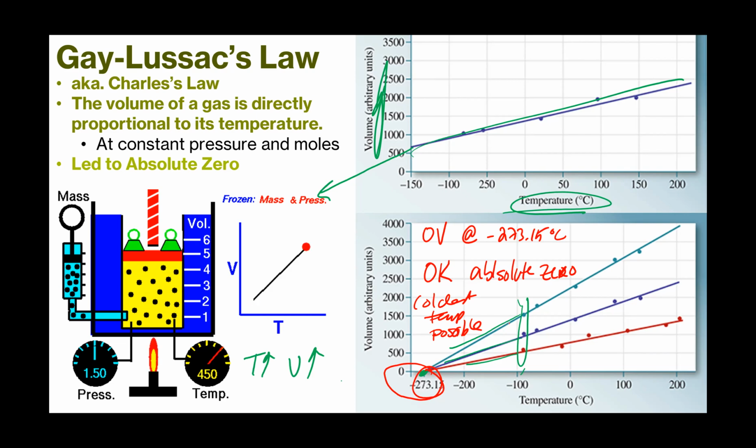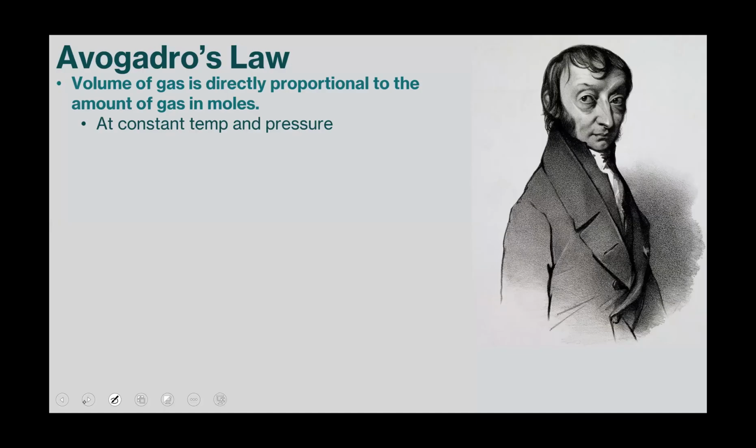The third empirical gas law I want to look at is Avogadro's law. We know Avogadro. Avogadro brought us the mole and his number. Hopefully you remember Avogadro's number, 6.022 times 10 to the 23rd. Avogadro told us that the volume of gas is directly proportional to the amount of gas that's present, in terms of moles, as long as we have a constant temperature and pressure.